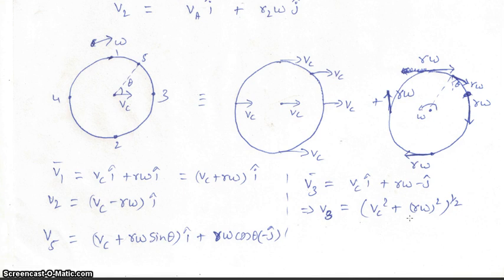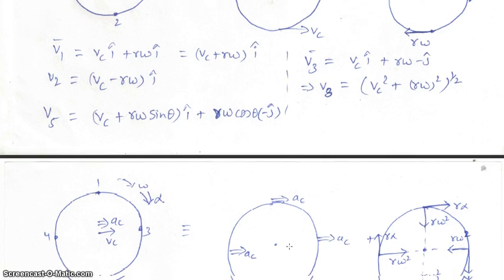Similarly for 3, we have to vectorially add them, so the speed will be the root of VC squared plus r omega squared, and for 5 we have to take the components in i and j. So VC plus r omega sine theta i cap and r omega cos theta minus j cap.